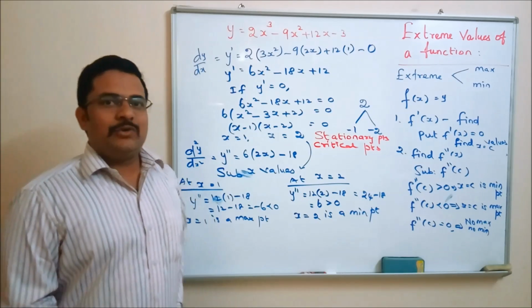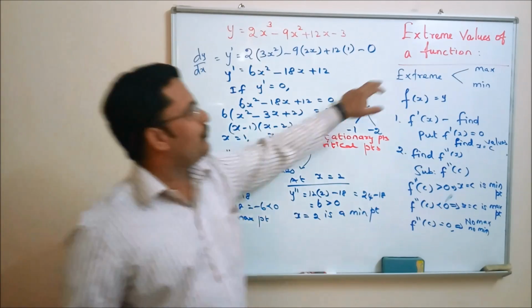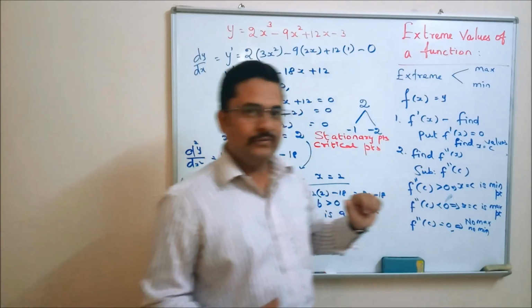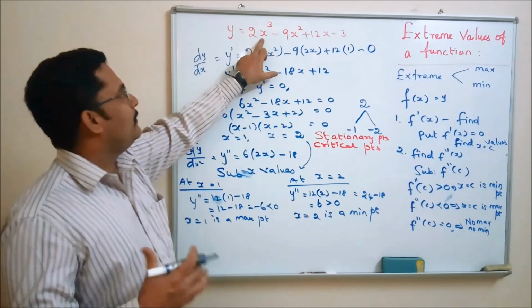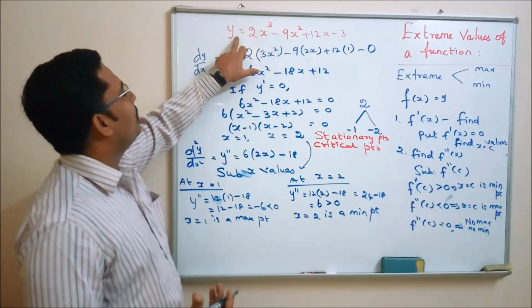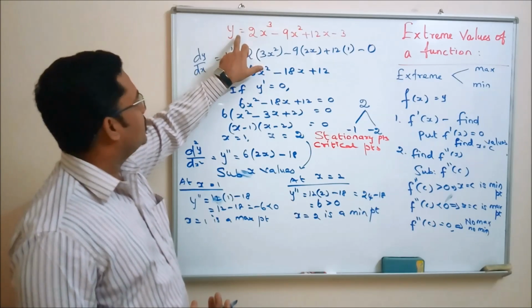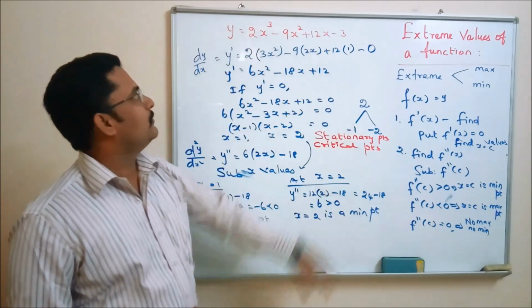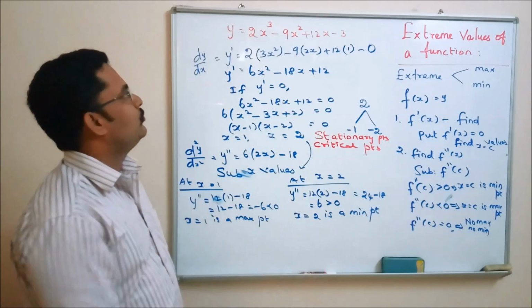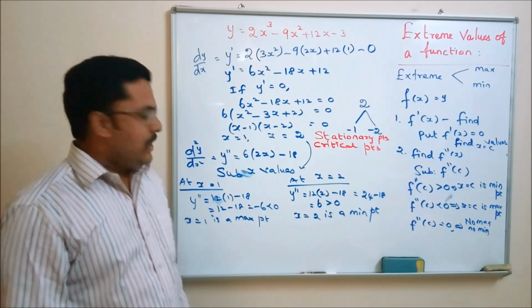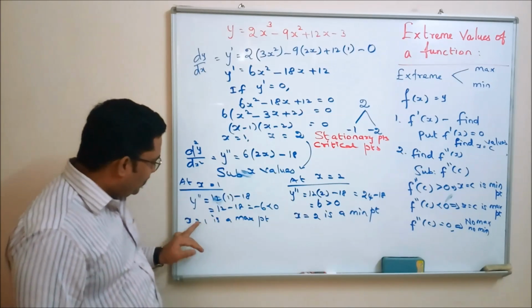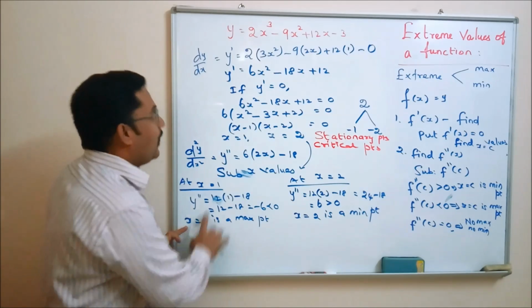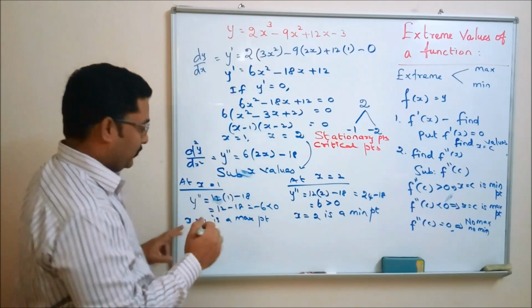But still our objective hasn't been fulfilled yet. Our objective is to find the extreme values of a function, that is the maximum or the minimum or both of the function f of x, which is y is equal to x power 3 minus 9x power 2 plus 12x minus 3. So let's substitute this value x is equal to 1 in our function.